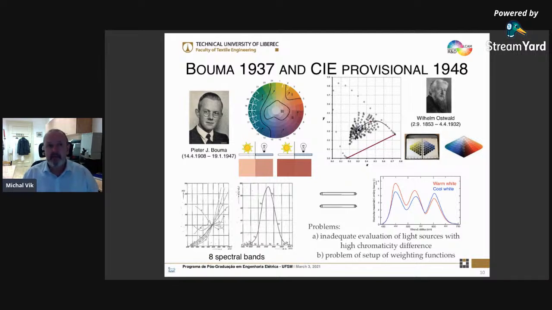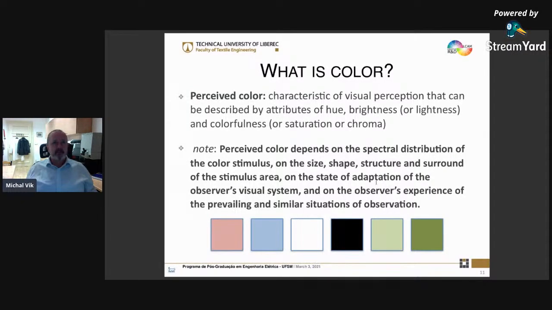This method was criticized because it has 2 big problems: inadequate evaluation of light sources with high chromaticity differences, and problems with whitening functions, because it was necessary to use specific whitening functions for specific sources. And it was quite a complicated system. Due to this, it was necessary to develop a new methodology for evaluation of color rendering.